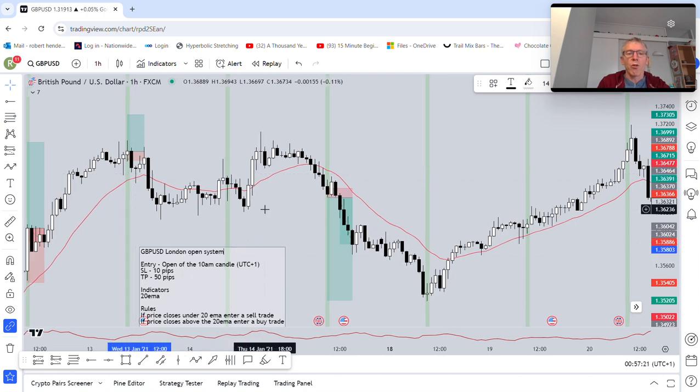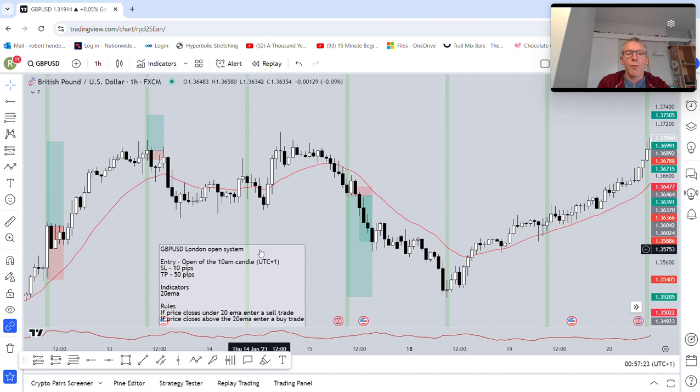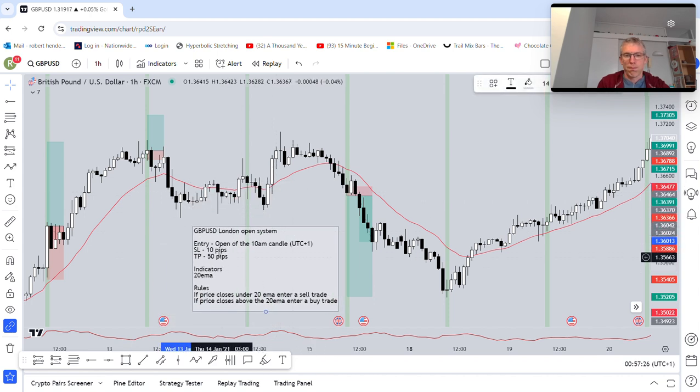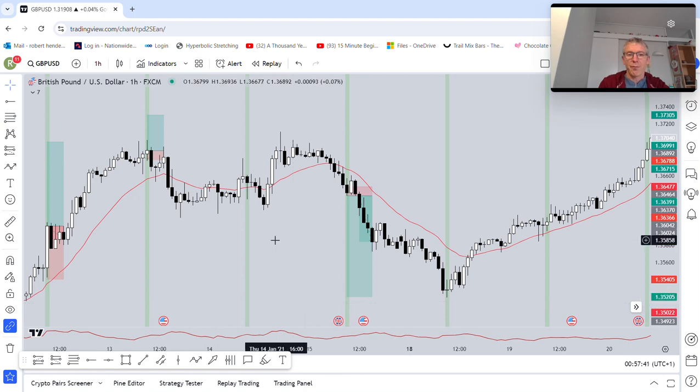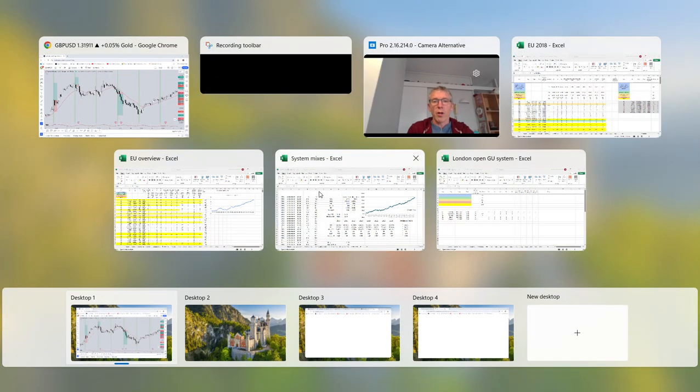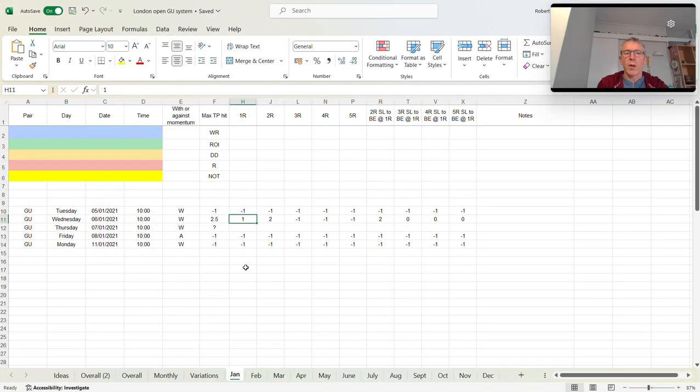And then, as you talked about, stop loss 10 pips, TP 50 pips, indicator 20 EMA, and if it closes under the 20 EMA, enter a sell. If it closes above, enter a buy. I'll be honest, I've looked at like a week, and the results weren't amazing. I think the 10 pip stop loss is a little bit tight, in my opinion anyway.